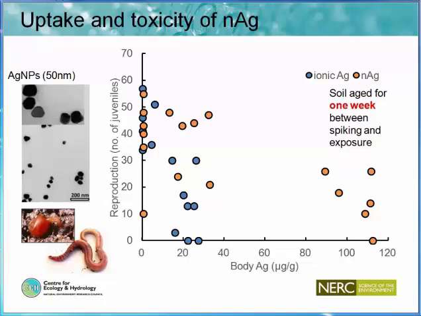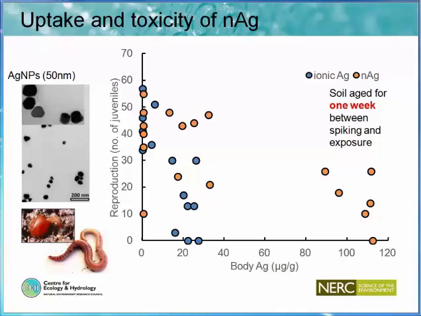We can also look at relationships between dose and toxicity in terms of the amount of metal that's taken up by the worms during exposure, either from soils that are spiked with a silver salt, so ionic silver, or a nano silver exposure. So here we exposed worms to either ionic silver or nano silver, measured their reproduction in terms of the number of young that they produced, and also measured the concentrations of silver in their bodies after the exposure.